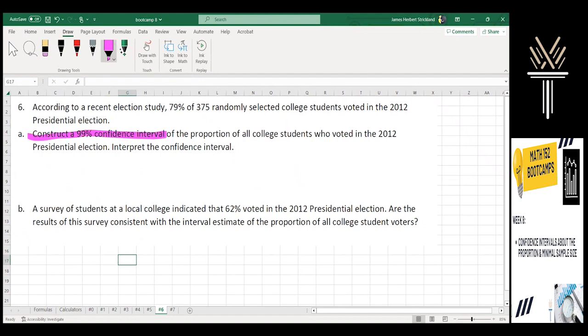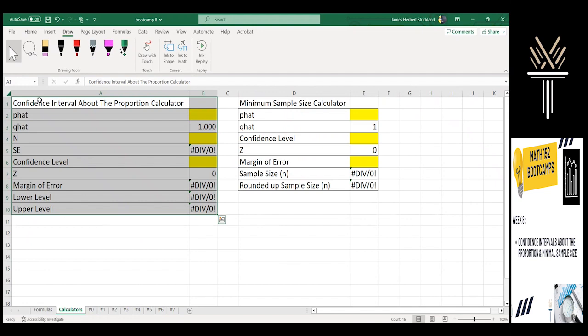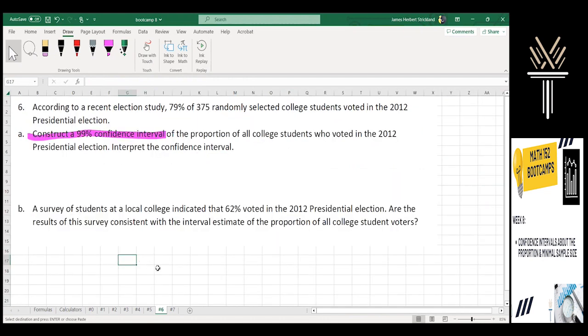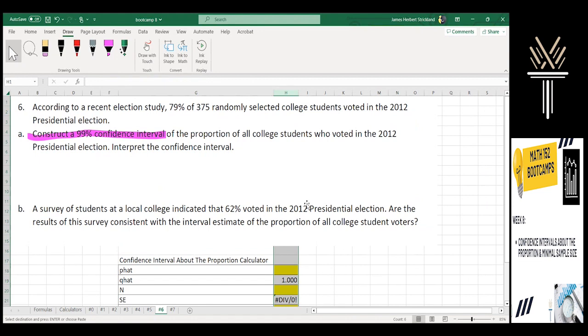Construct a confidence interval. We go to calculators. We copy the confidence interval calculator. We come back to the question. We paste it somewhere. We expand our cells where we need to. And now we just got to plug in our numbers. We want p hat. Well, boom, there's my proportion. I got it. 79%. Sample size. Boom, 375. Type 375.